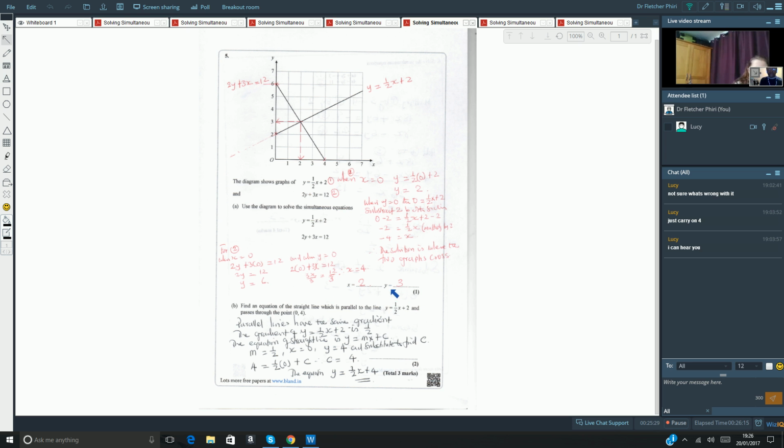Do you follow? If they were perpendicular, then we would need to multiply the two gradients, m1 and m2. If you multiply m1 by m2, it should give you -1. But that's not the case, so this is parallel. Now, they have told you that the line is passing through this point here. What you need to do is understand the property of the gradient of parallel lines, but also the equation of a straight line.